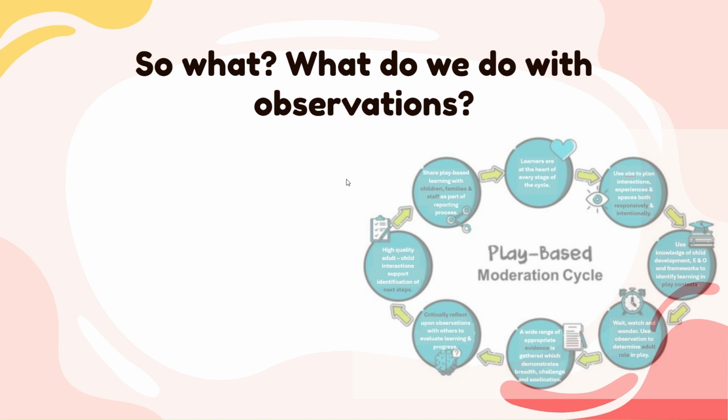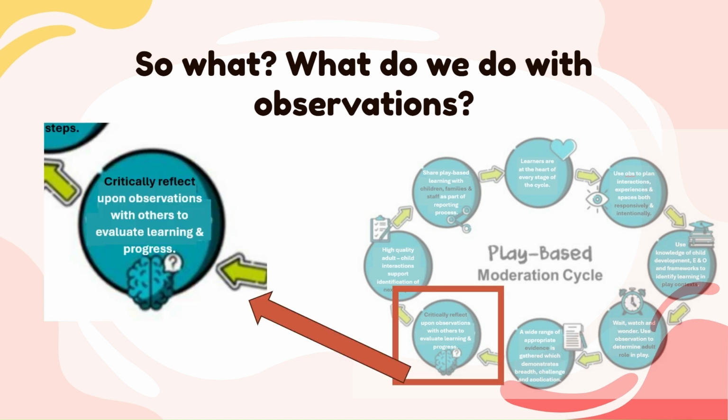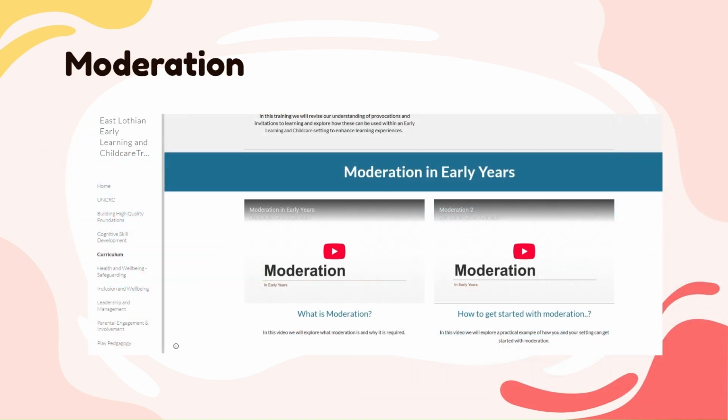This is the moderation cycle adapted to reflect a play pedagogy approach. We need to consider how we critically reflect on our observations, how we are using these as part of the moderation cycle to engage in professional dialogue with our colleagues about the standards and whether the observations we've recorded are meeting the requirements of the benchmarks or frameworks that we have planned for. More information about moderation in the early years is available over 2 training videos that can be found on the Early Learning and Childcare section of the Learning Library or on the Early Learning and Childcare website that you can see here.